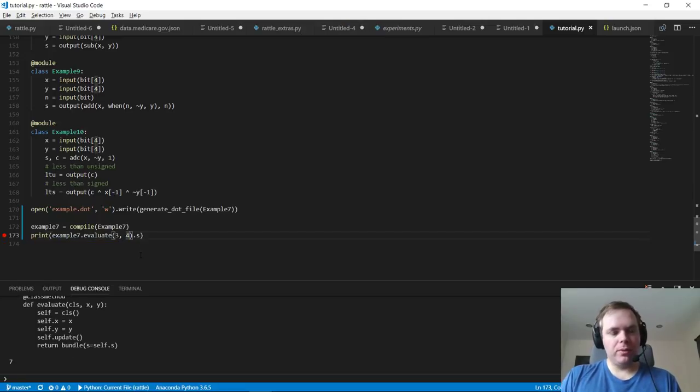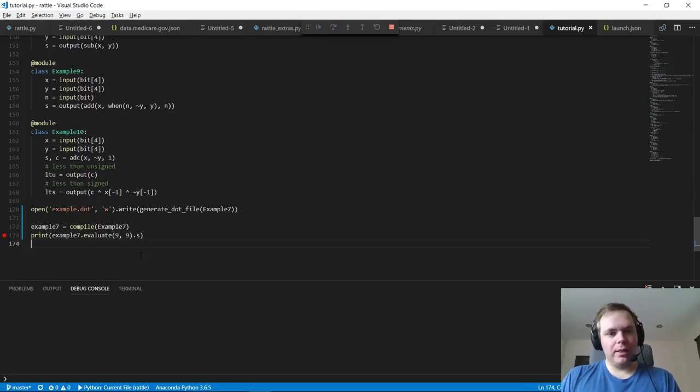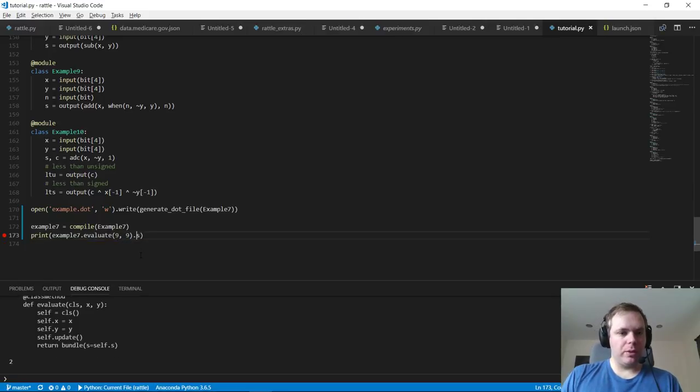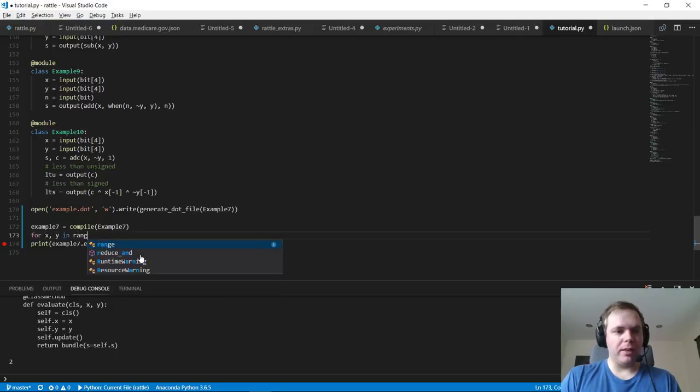If I do, let's see, if I do like 9 plus 9, what should I get? 18 modulo 16 should be 2. And so this looks right, but actually let's verify it.